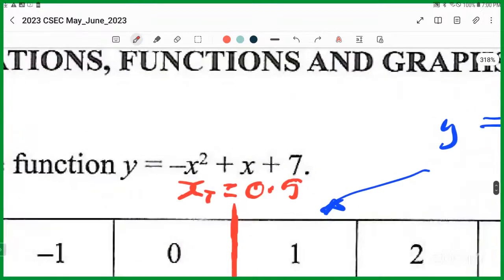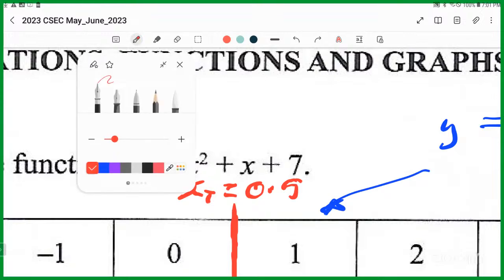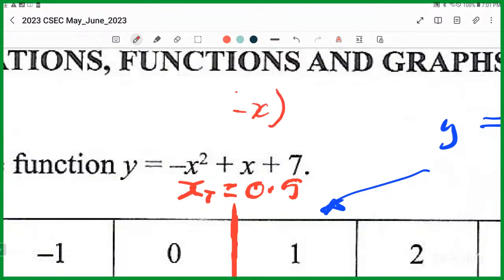The square is only on the X, not on the negative. The negative is not squaring, same thing with the 1. Sometimes I have to drive it home: the negative is not squaring. It's only the X alone squaring. If the negative was going to be squared, it would look like this. The square is only on the X.